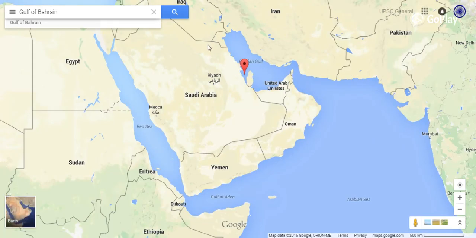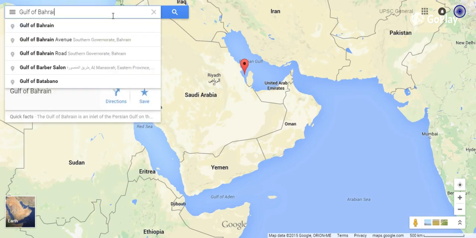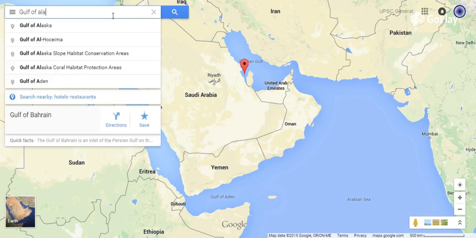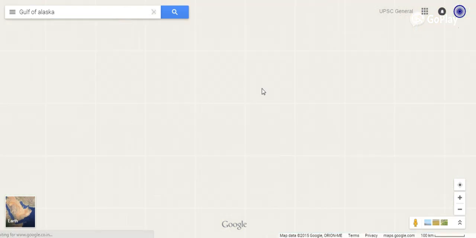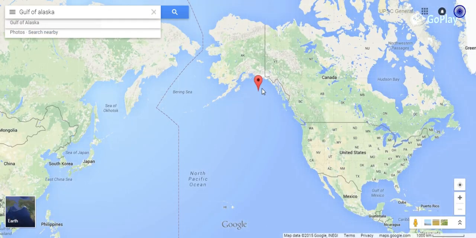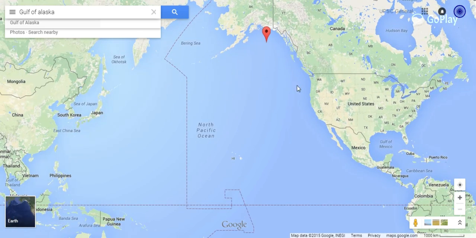And next is the Gulf of Alaska. It's in the United States. This is the Gulf of Alaska, an arm of the northern Pacific Ocean.